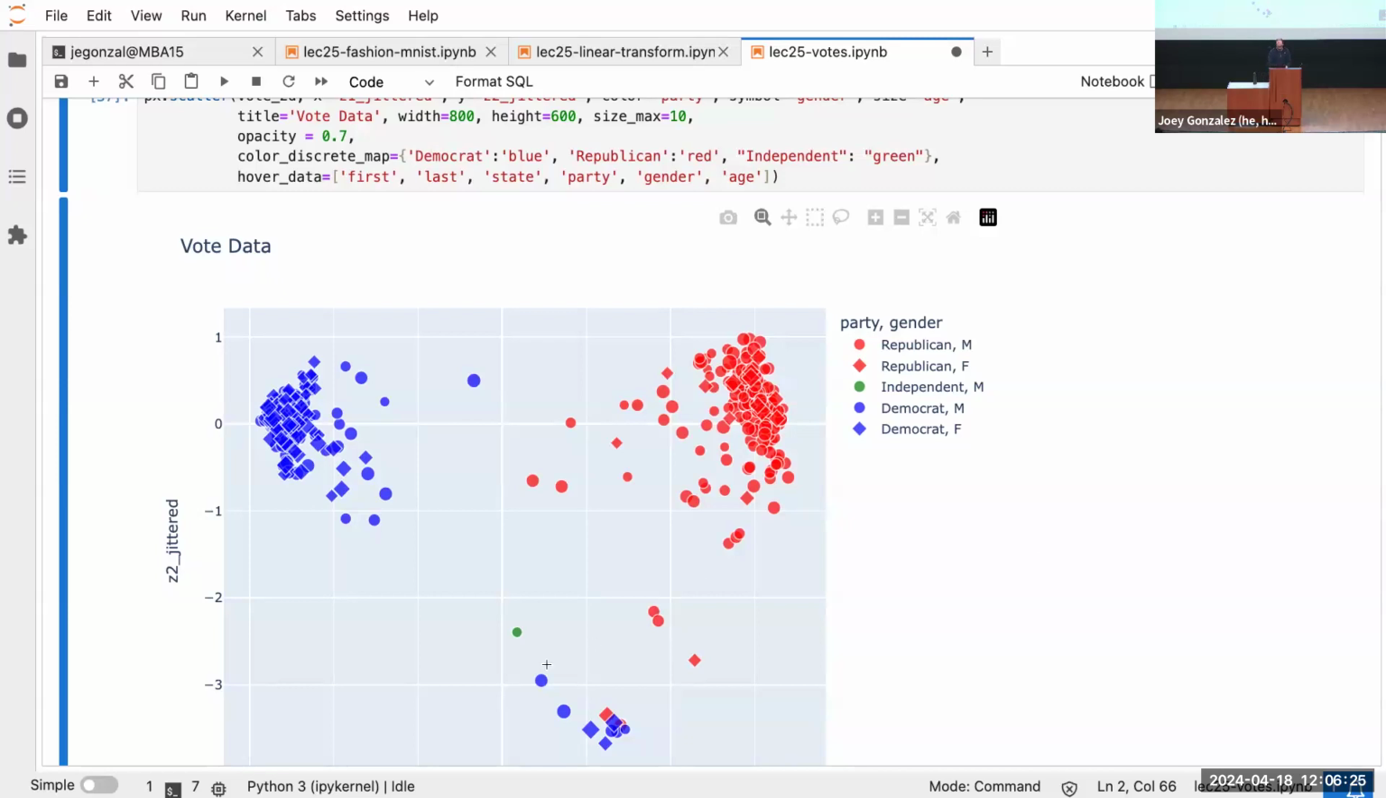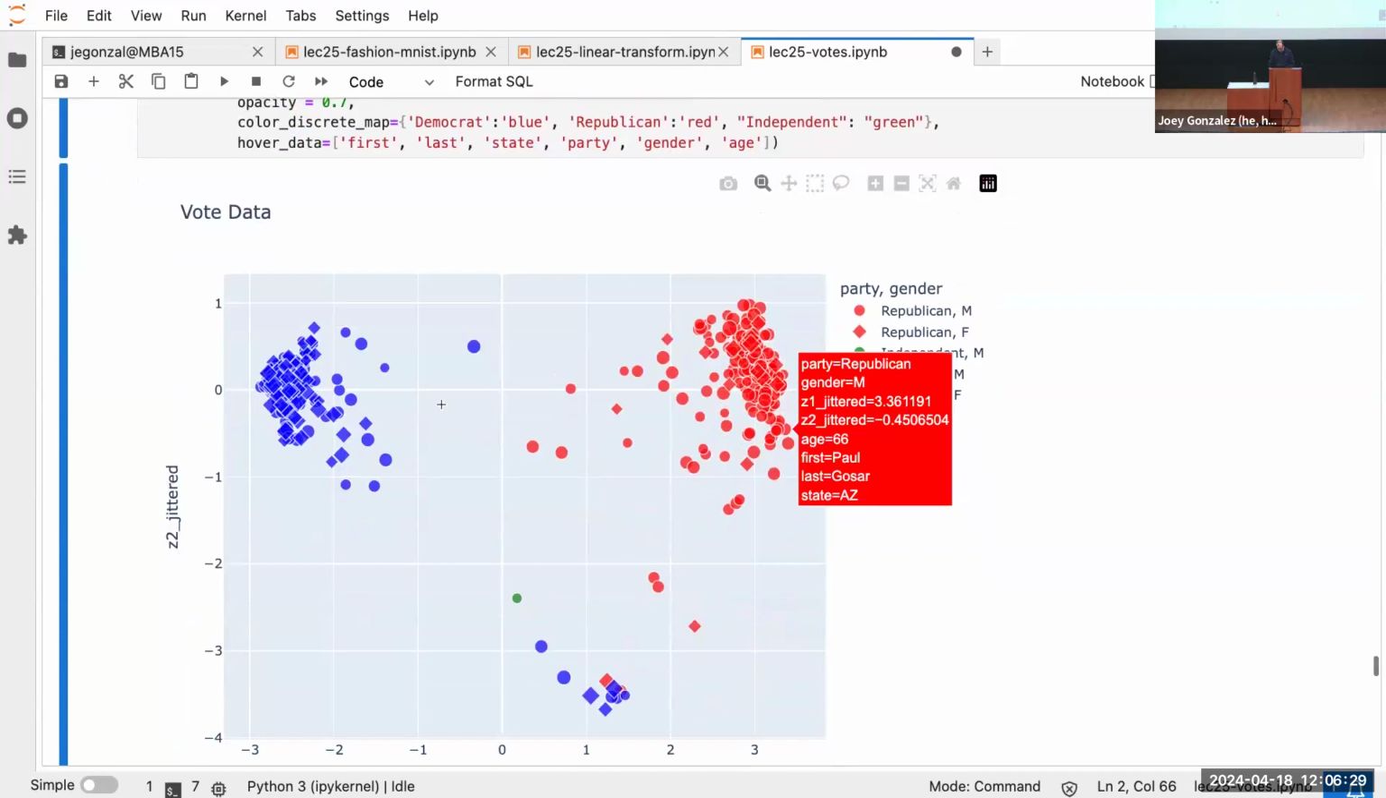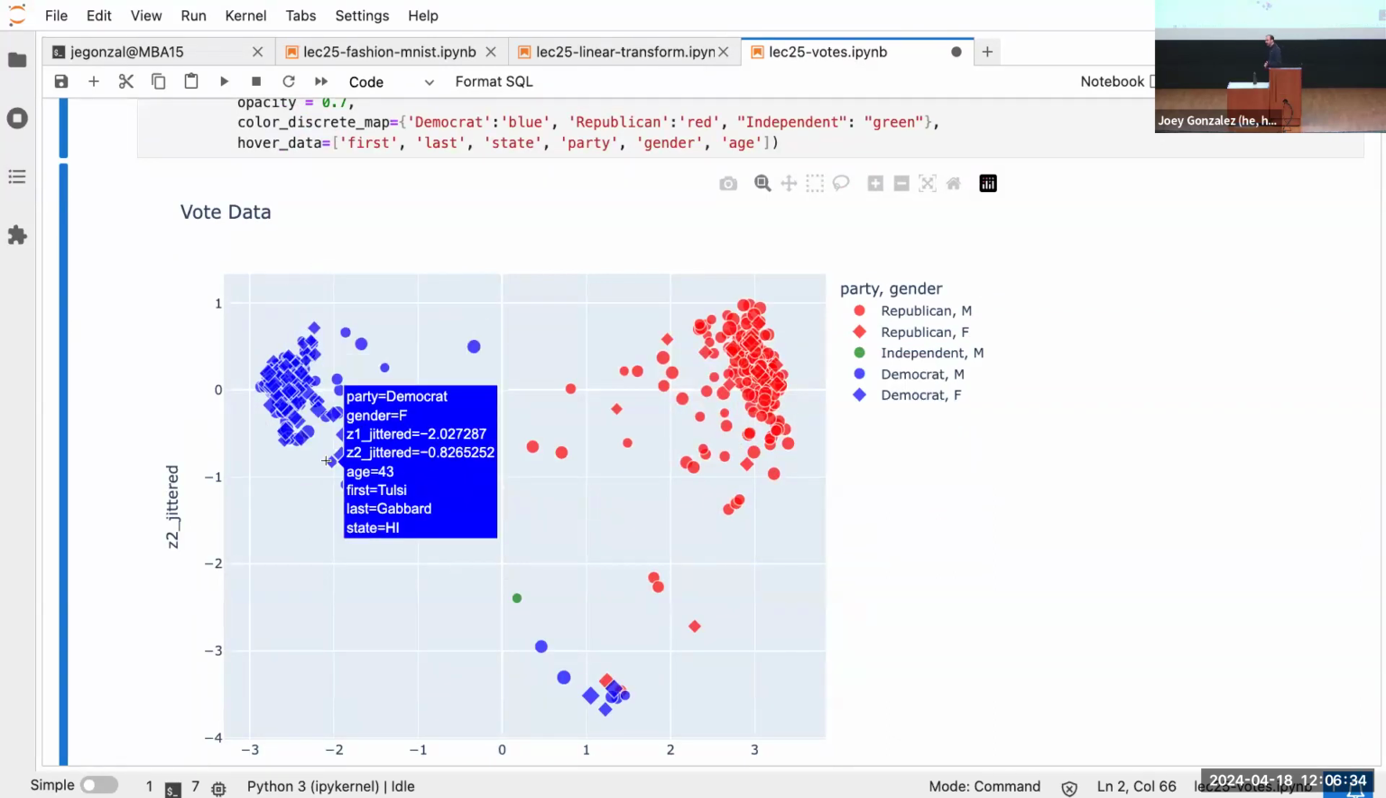So I've encoded the size as the age of the representatives. So we can see younger and older representatives on this one plot. So we can still visualize some of the other dimensions, the attributes of the data, but we've taken all that vote, the 41-dimensional vote space, and reduced it to something that we can really see.